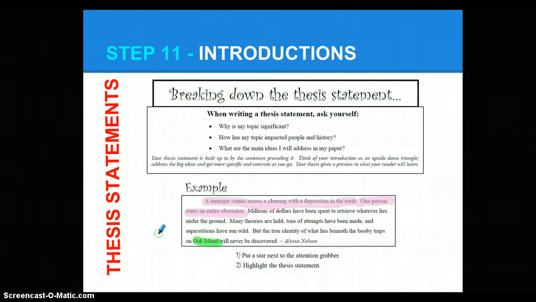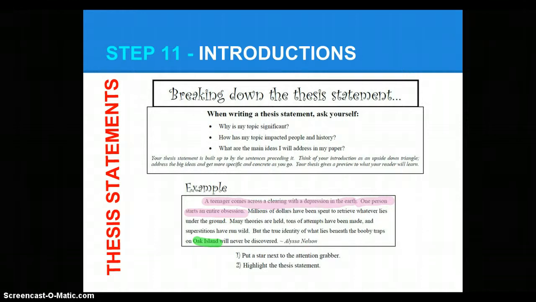Okay, if you don't know what Oak Island is, you're left kind of wondering. So what I would say to this writer, to Alyssa, is that she would want to mention Oak Island is in Canada, give a little bit more specific information. This is a really good start, but it's a little paragraph. You want to go back and add more depth. It's got a great start, but I would just beef it up just a tiny bit.